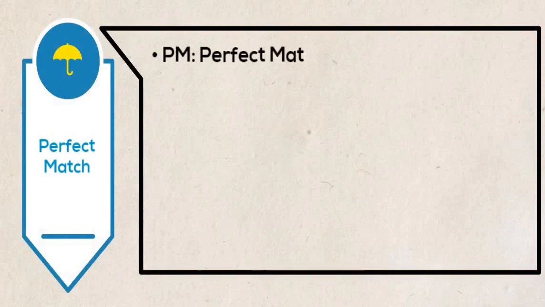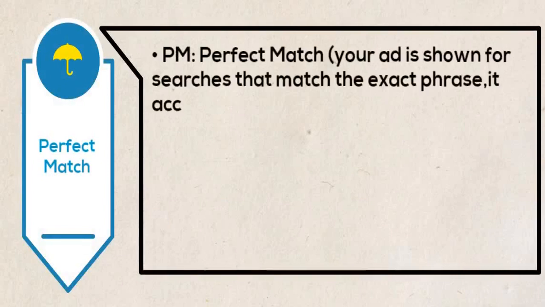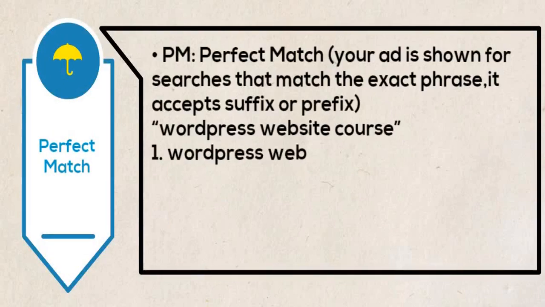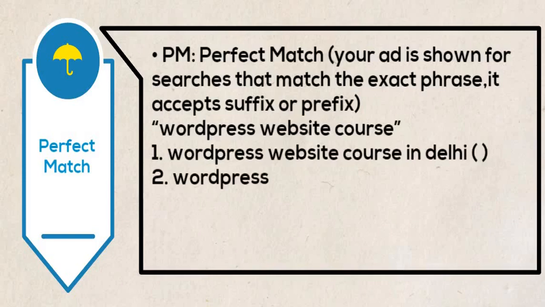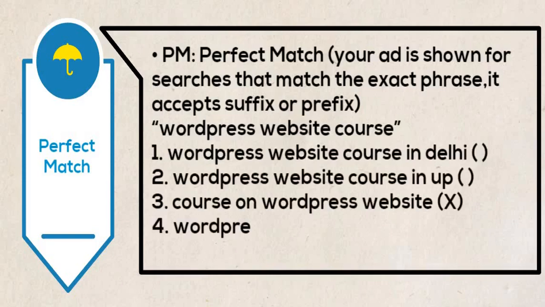Phrase match. Your ad is shown for searches that match the exact phrase, except suffix or prefix. WordPress website course. WordPress website course in Delhi, rank 2. WordPress website course, rank 3. Course on WordPress website, rank 4. WordPress website company Noida.